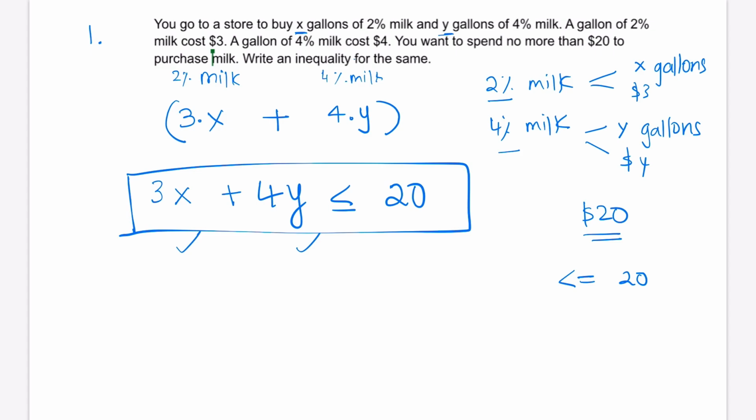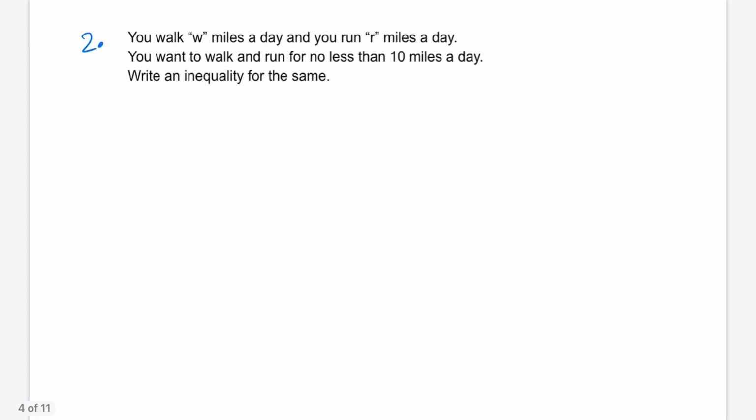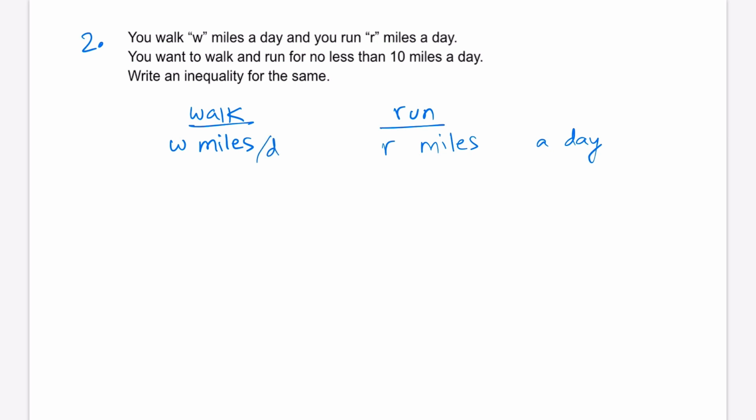Alright. Okay, good. So I hope you got this problem, and let's move on to the next problem. You walk W miles a day and you run R miles a day. That's given in the question. This is all in one day, per day. You want to walk and run for no less than 10 miles a day.